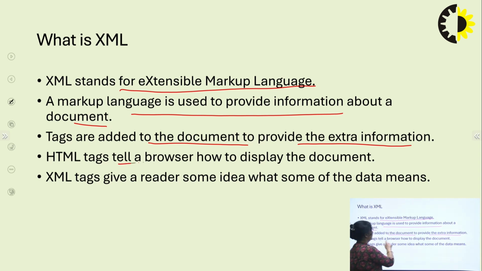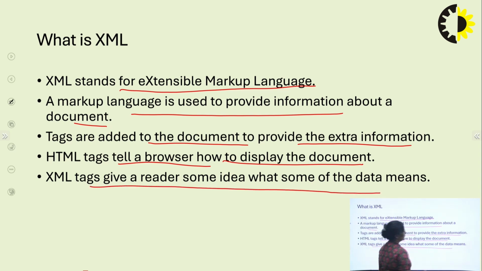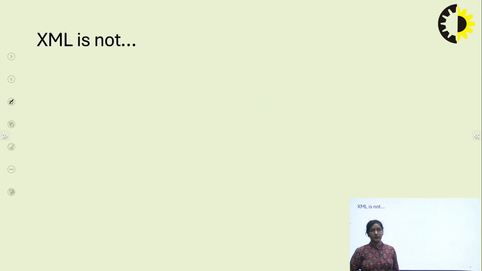Along with this, there are tags in it. If I talk about HTML, HTML tags tell how the data is going to be displayed, whereas XML describes the data. XML tags give the reader some idea of the data, meaning what content the data covers within it. For that, XML is used.